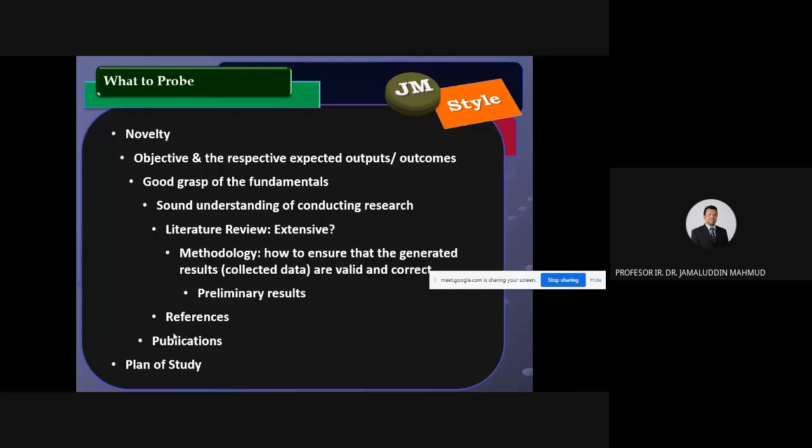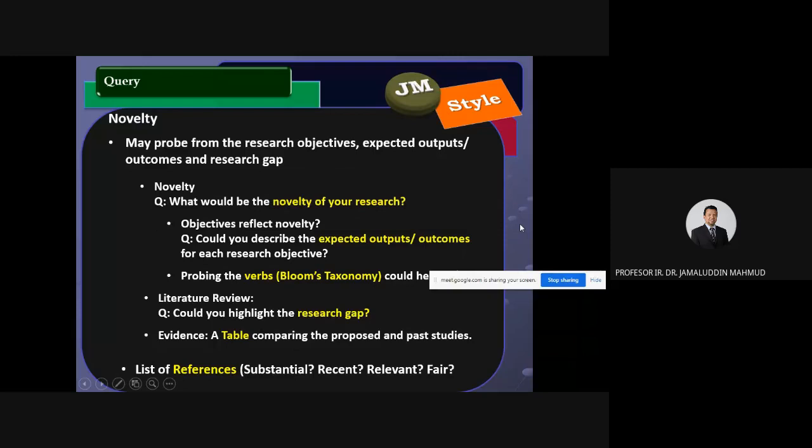Okay, the novelty. We can ask the candidate directly, what would be the novelty of your research? However, if the candidate could not answer, we can also probe the research objectives. What are the expected outcomes? If you remember just now, we have the three levels of novelty: whether he is coming with a new mathematical model, a new theory, or whether he is developing new tools, new materials, or a new product from that.